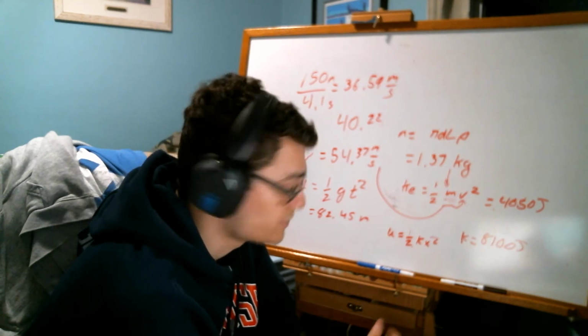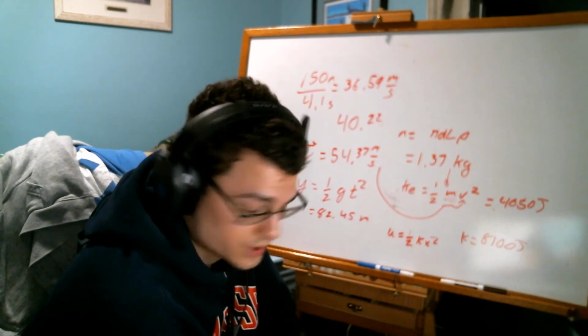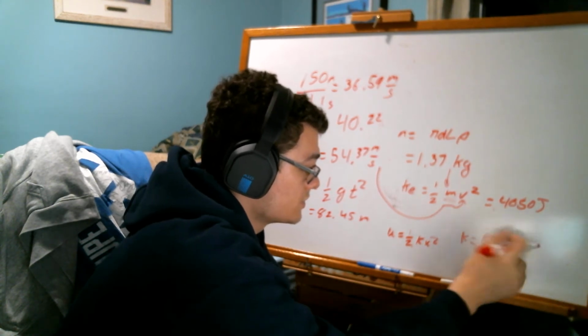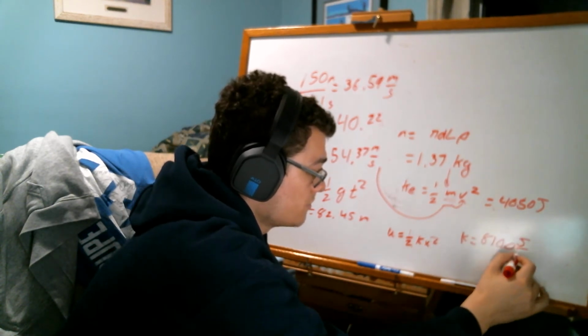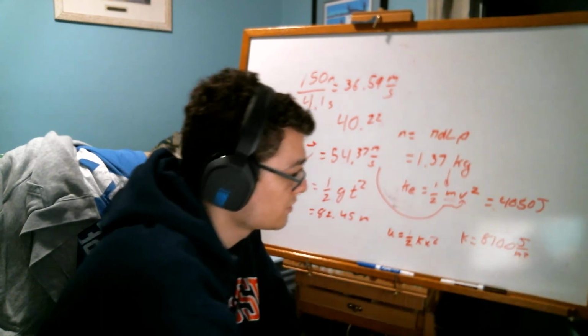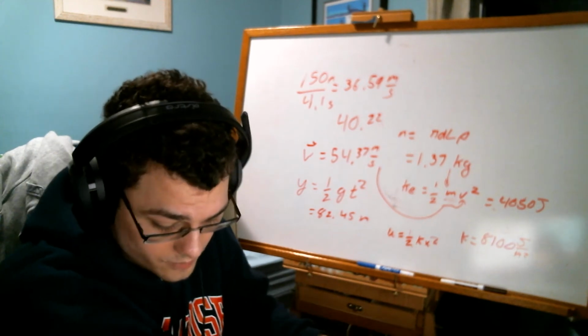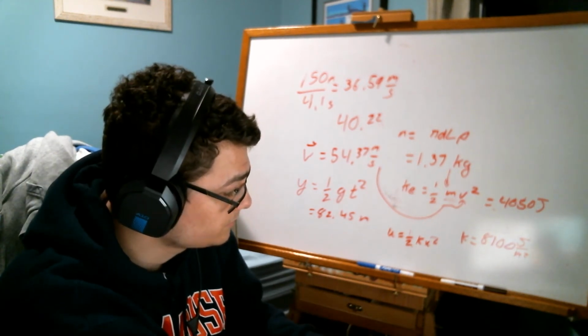So then that's your spring constant. Except this is not in joules. This is joules per meter squared, and that'll give you K. Okay.